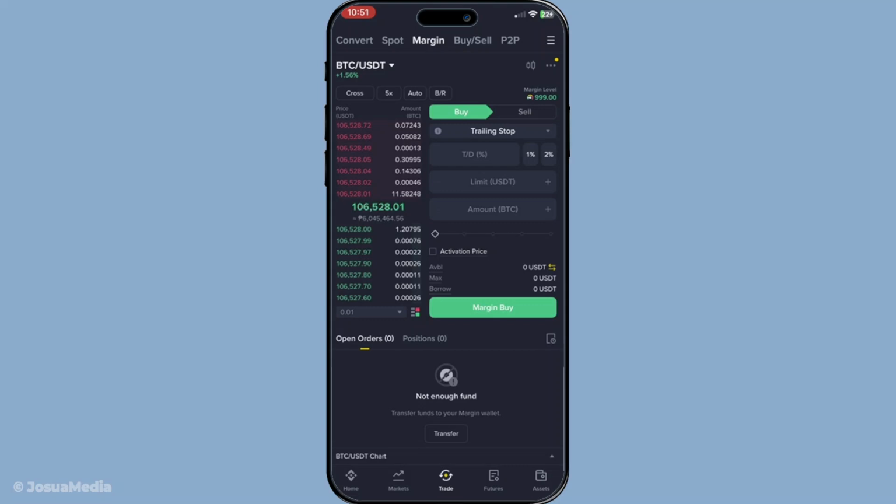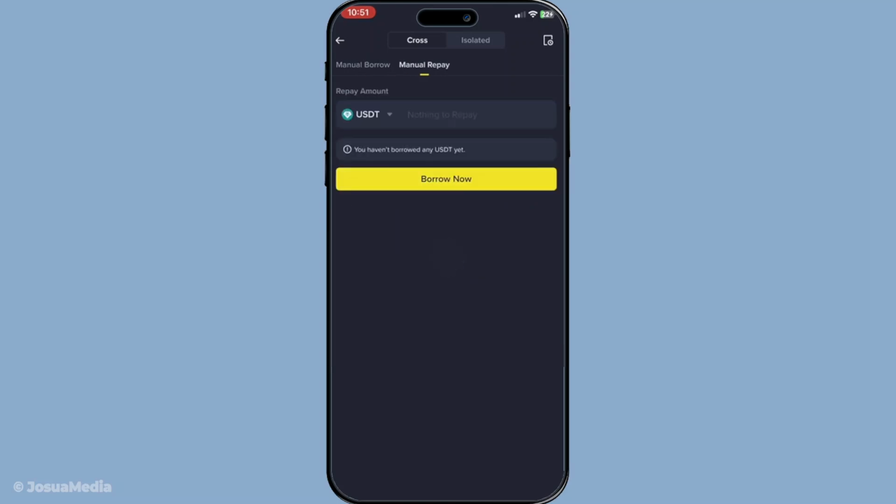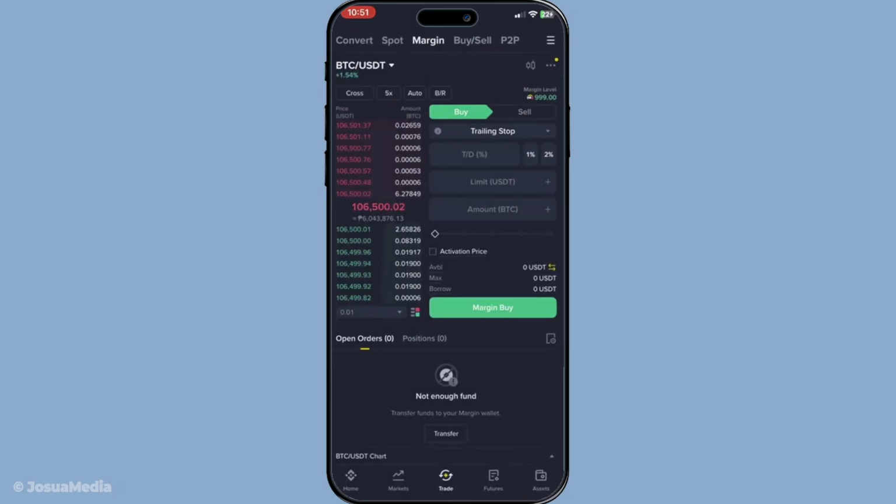Once your trade is complete, it is crucial to manage your loan repayments to keep your margin ratio safe. The margin ratio is a key metric that represents the level of risk in your margin account. Failing to repay your loan in due time or allowing your margin ratio to reach dangerous levels can lead to a liquidation of your assets, resulting in a total loss of your investment. So, to maintain a healthy margin ratio, be sure to monitor your trades and make repayments promptly.